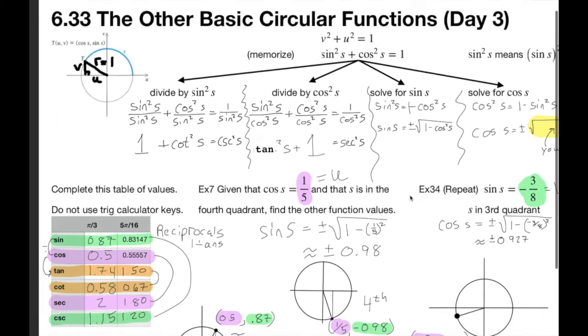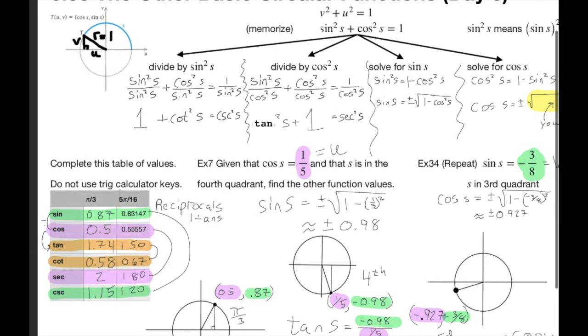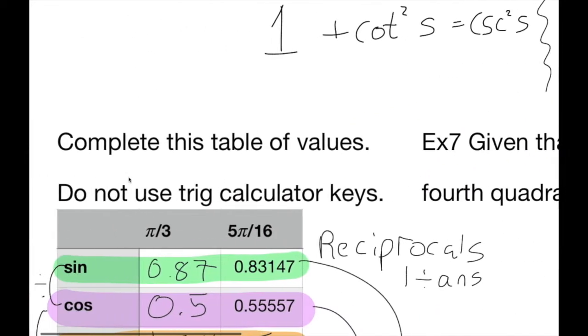All right, so that's just some fun algebraic manipulations you can do. You don't have to have these memorized, but if you have this memorized, you can get the others. Let's see. Complete this table of values. Do not use trig calculator keys.